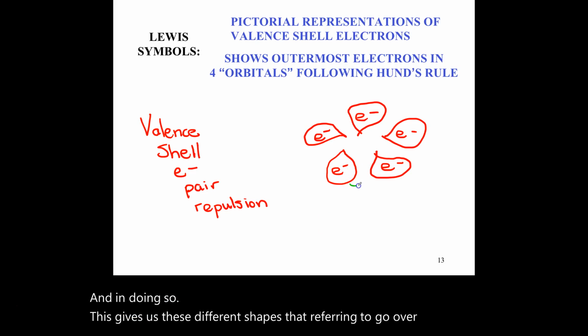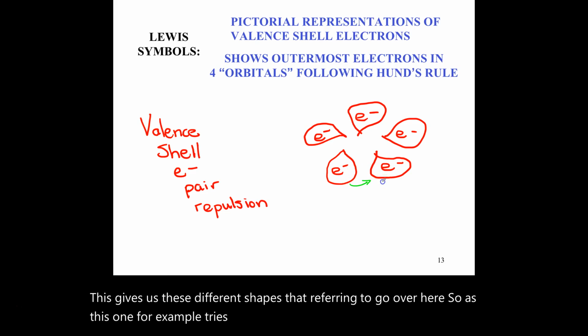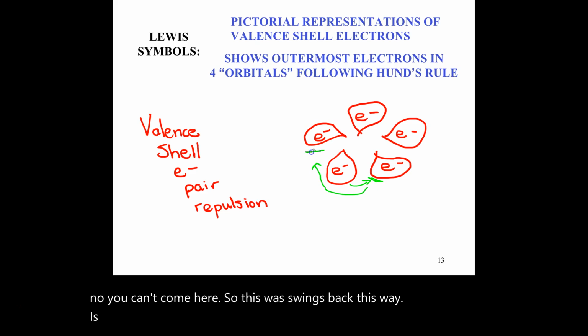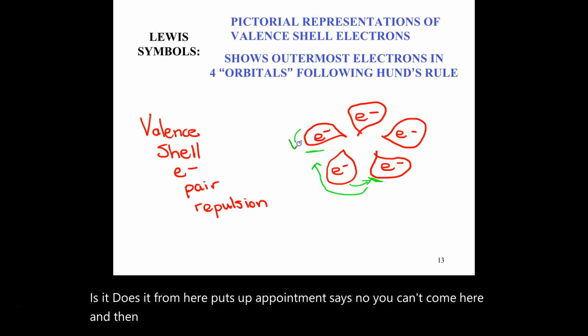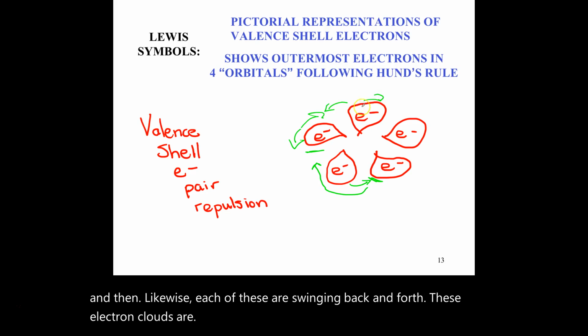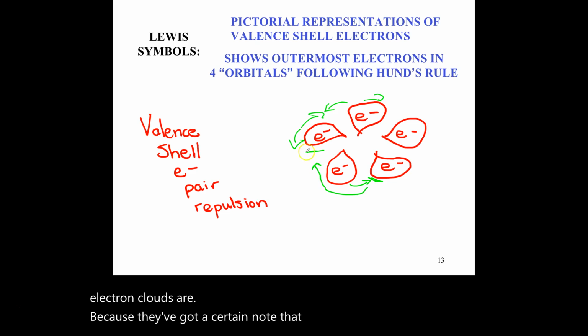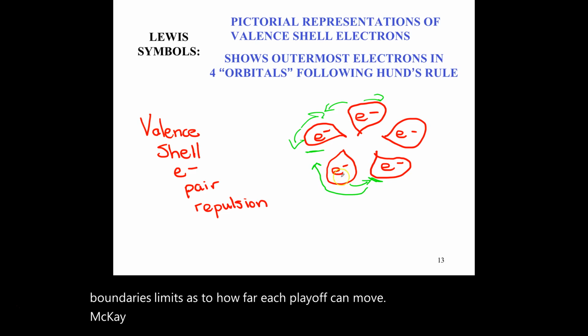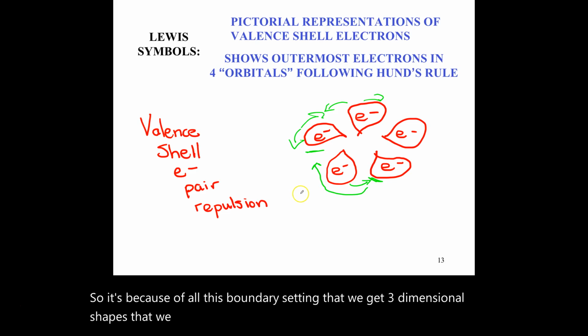So as this one, for example, tries to move this way, this guy here is saying, no, no, no, you can't come here. So this one swings back this way. As it does, this one here puts up a point and says, no, you can't come here. And likewise, each of these are swinging back and forth. These electron clouds have got to know their boundary. You've got to have the boundary limits as to how far each cloud can move. Okay? So it's because of all this boundary setting that we get the three-dimensional shapes that we get in molecules.